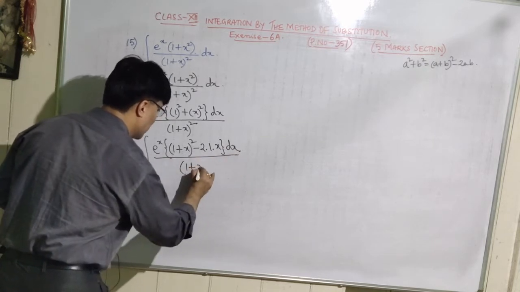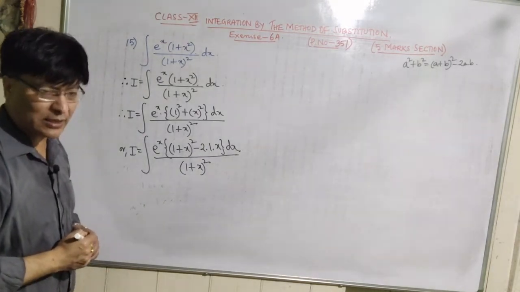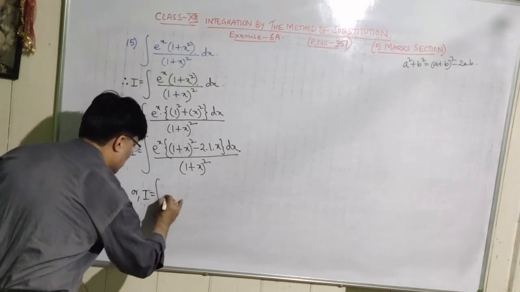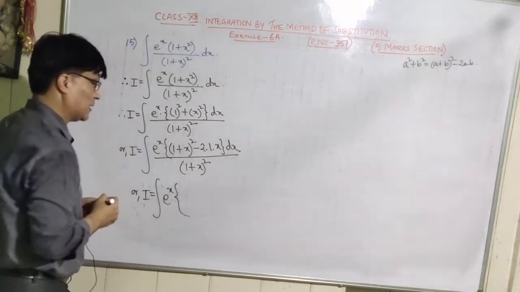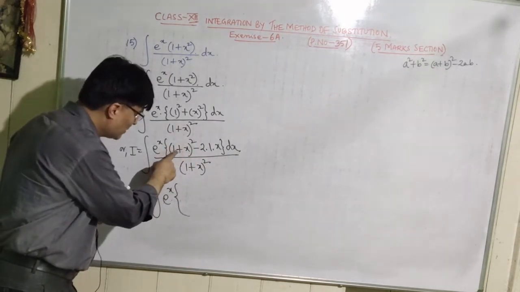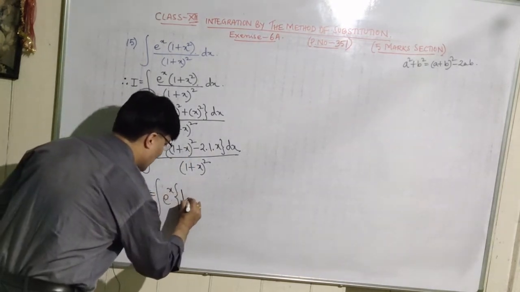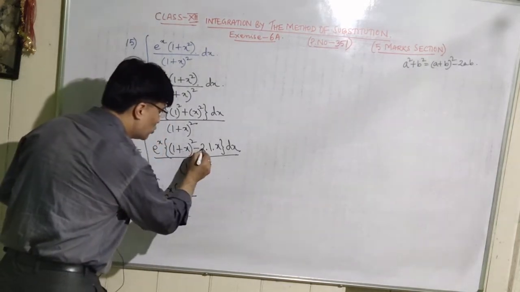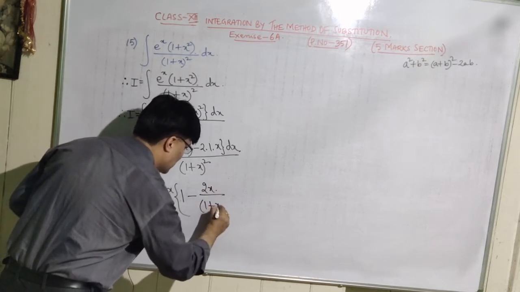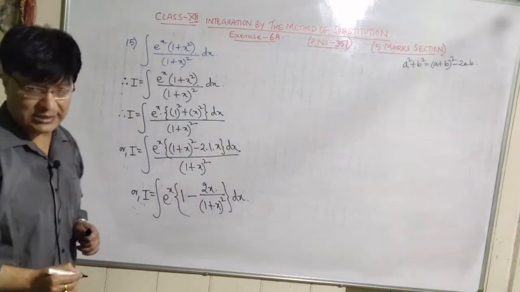This whole divided by (1 plus x) whole square. Is that clear now? So let us simplify it further. Or I is equal to e to the power x within second bracket. So let us separate this fraction, right? What is (1 plus x) whole square divided by (1 plus x) whole square? It is 1. Minus, so now 2 ones are 2 into x, 2x divided by (1 plus x) whole square, second bracket closed, dx.